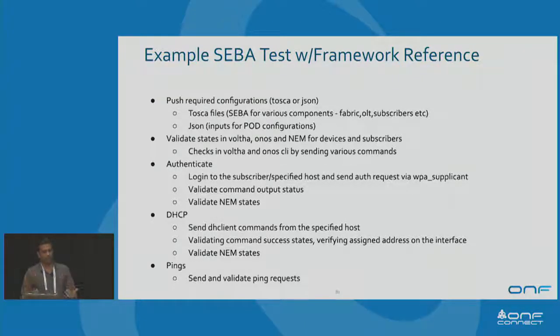Once we know that the authentication validated, we go back to that RG or subscriber and execute a dhclient command, which tells the client to go out to the DHCP server and obtain an IP address. Once that command successfully returns, we validate that an IP address has been assigned on that interface. Then we again validate the NEM states, making sure that DHCP has succeeded. And then we go back to the RG again and send a ping request and validate those ping requests. So that's an end-to-end test. Once that happens, we call that a success.